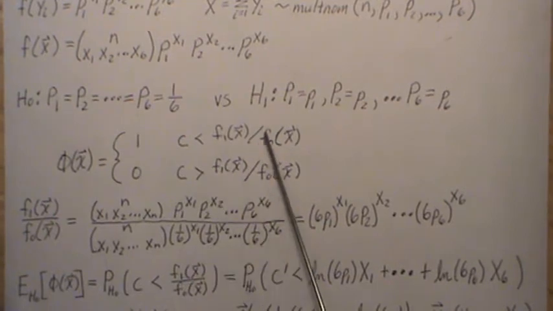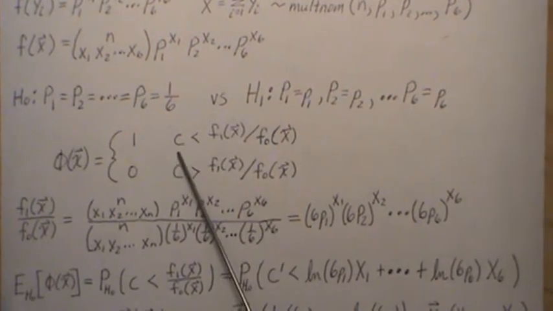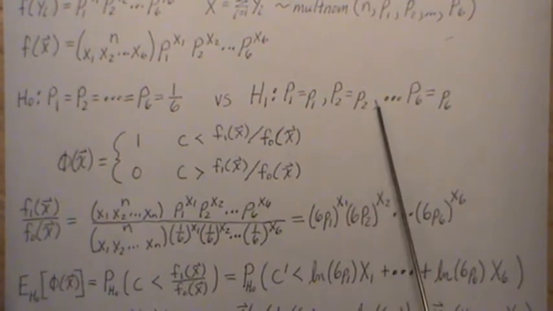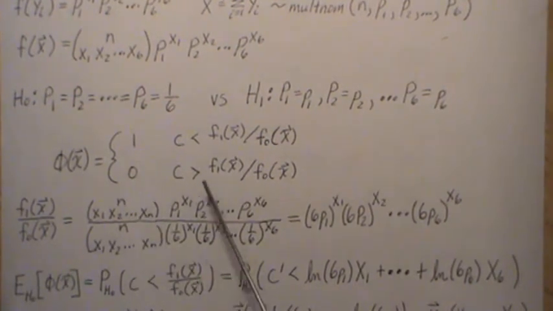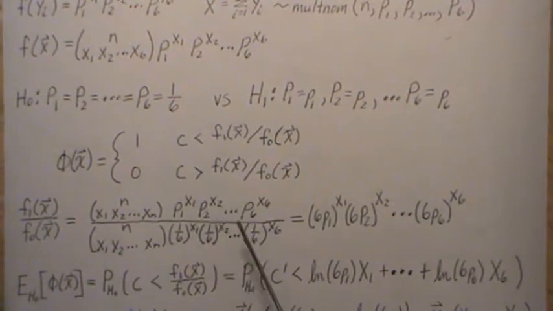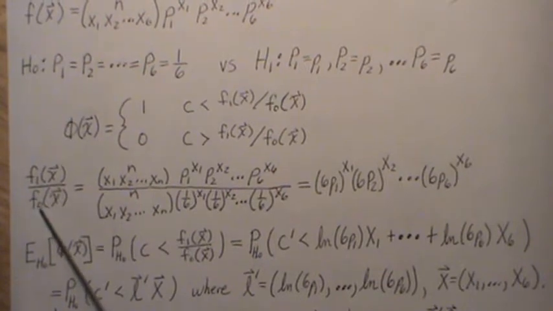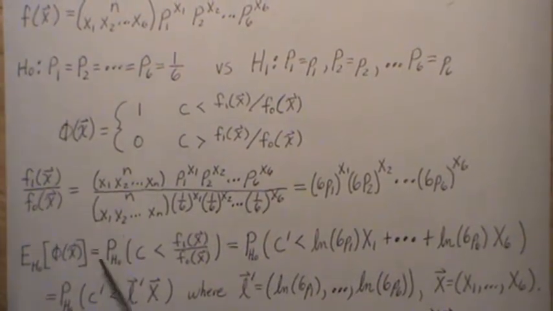And phi of x is 1 or a 0. And if the likelihood ratio is greater than some value c, we reject the null hypothesis and accept the alternative. If the likelihood ratio is less than that constant c, then we accept the null hypothesis, or do not reject it. Now the likelihood ratio, f1 over f0, would be this.